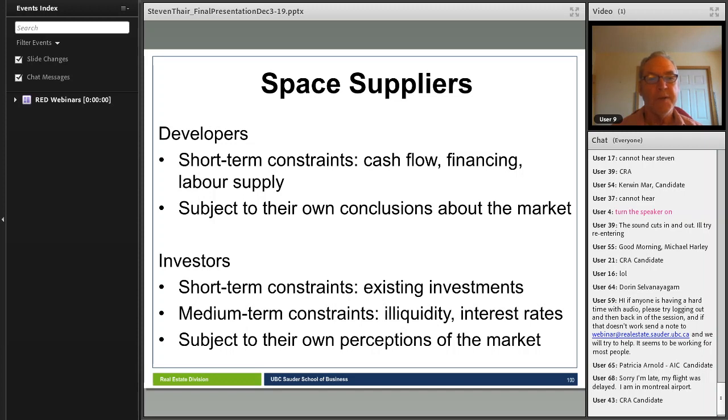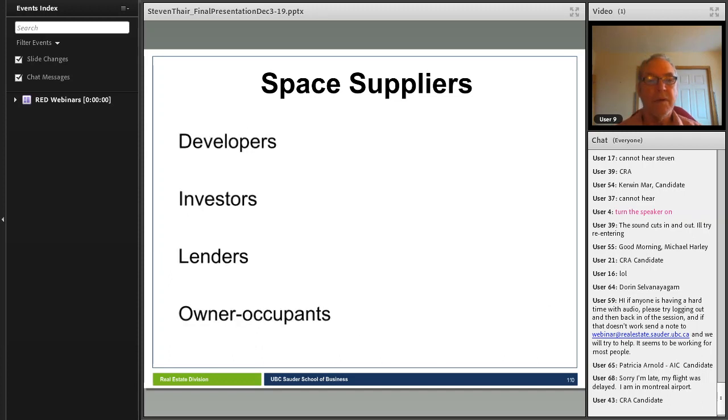The other part of the space suppliers are the investors, because they're going to buy the buildings and make them available for rent. And they have the very same short-term constraints. They may be maxed out in terms of their investment portfolio, and they see a really good deal, but they can't buy it because, again, of labor and capital reasons. Investors are also constrained by illiquidity and interest rates, and again, their own decisions they've made about where the market is going.